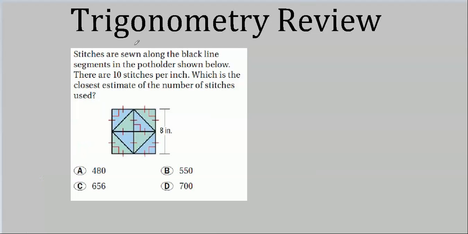Now for this one, they're telling us that the stitches are sewn along the black line segments, 10 stitches per inch. We don't know how many stitches there are, so of course we need to figure out the length of all the stitches. First problem, for me anyway, is what it is they're calling the black line segments. I mean, this looks black.